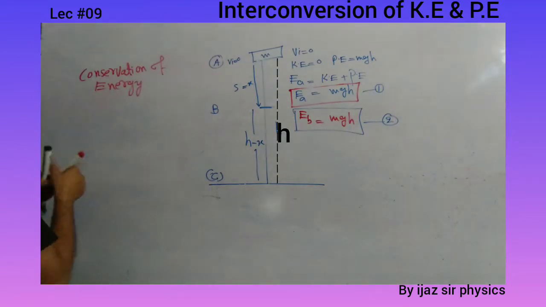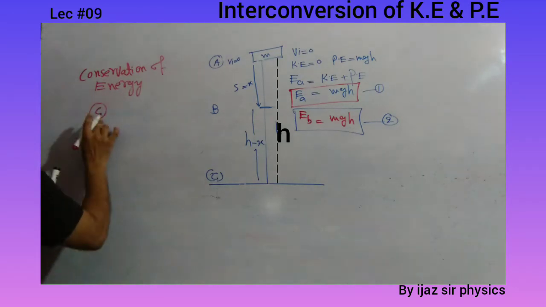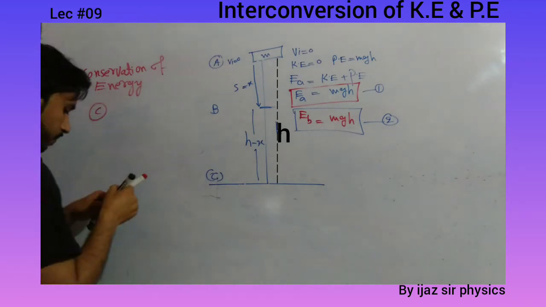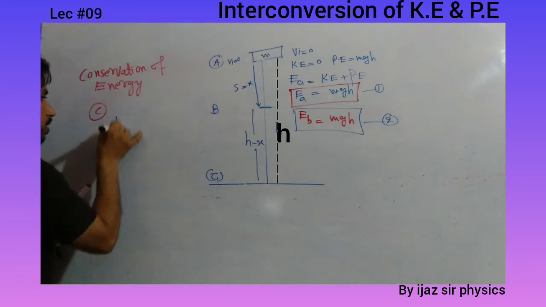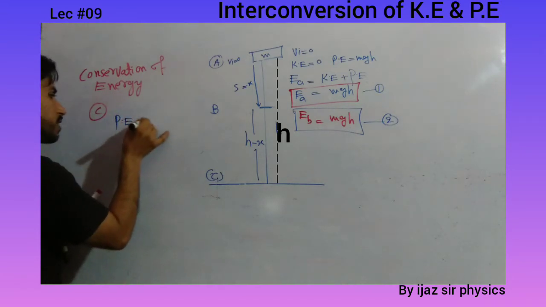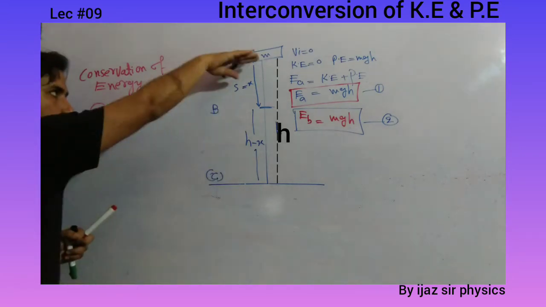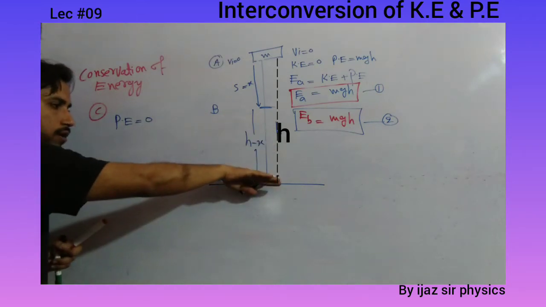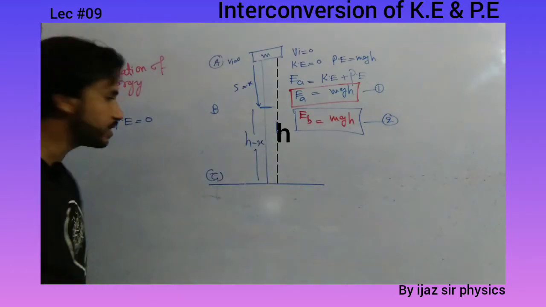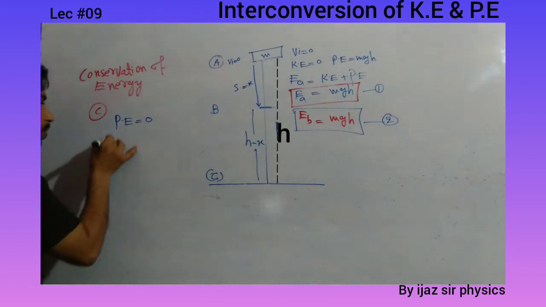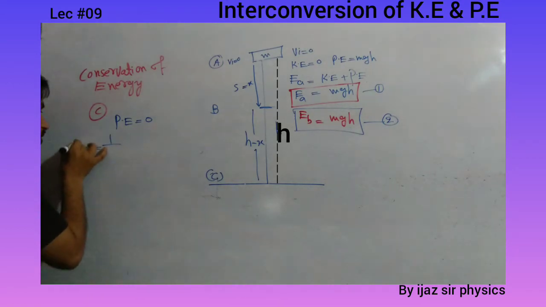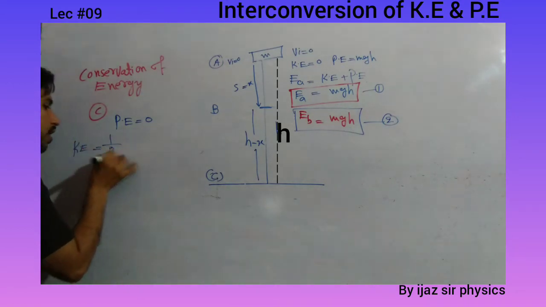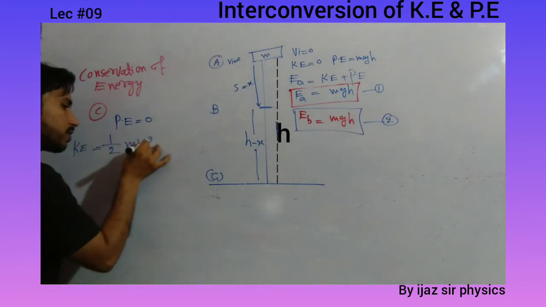I am discussing only point C. The potential energy is 0 because the height is 0. The body nearly touches the surface of the earth, that's why potential energy is 0. What about kinetic energy? Kinetic energy is equal to half m vc square.